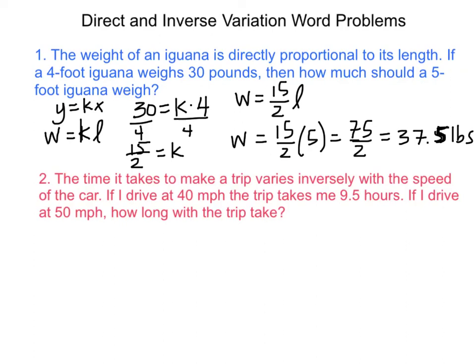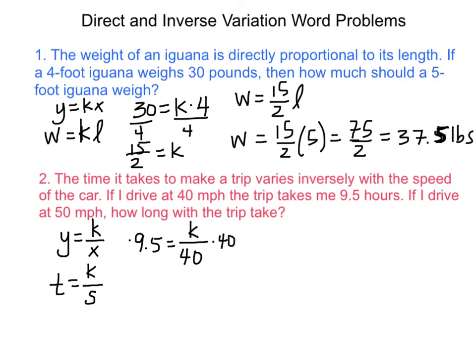The time it takes to make a trip varies inversely with the speed of the car. So again, inverse variation is y varies inversely with x. So the time it takes varies inversely with the speed of the car. Let's plug in our numbers. It takes 9.5 hours, so that's t, when you go 40 miles an hour. Now we've got to solve for k. I'm going to multiply both sides by 40. That leaves me 380 equals k.